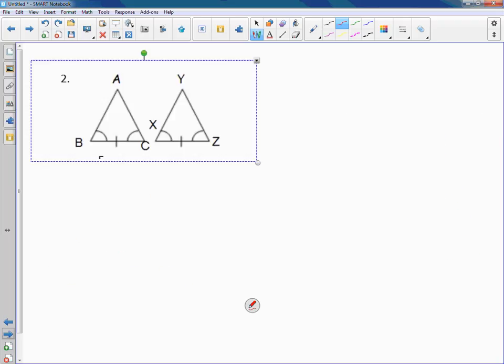Now, on this one, I have an angle, I have an angle, and I have a side. Is everybody with me? So I have to take the one that is not like the other, which is this side. Is this side in between the two angles marked or not in between the two angles marked? It's in between. So I'm going to put in between. And there's my answer. Angle, side, angle.